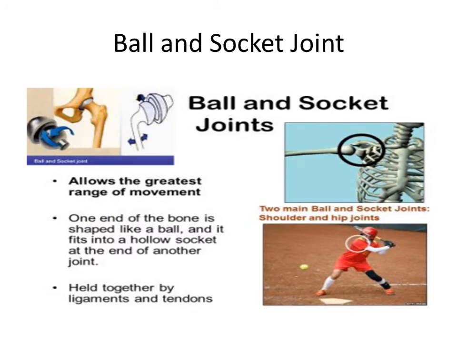Great, so we are moving on to learning what these types of joints are. We're going to start with the ball and socket joint. The ball and socket joint allows the greatest range of movement. One end of the bone is shaped like a ball and it fits into a hollow socket at the end of another bone, which is held together by ligaments and tendons. Right here to your right, you have an example, shown on the shoulder. There are two main ball and socket joints: one, the shoulder, and two, the hip joints.